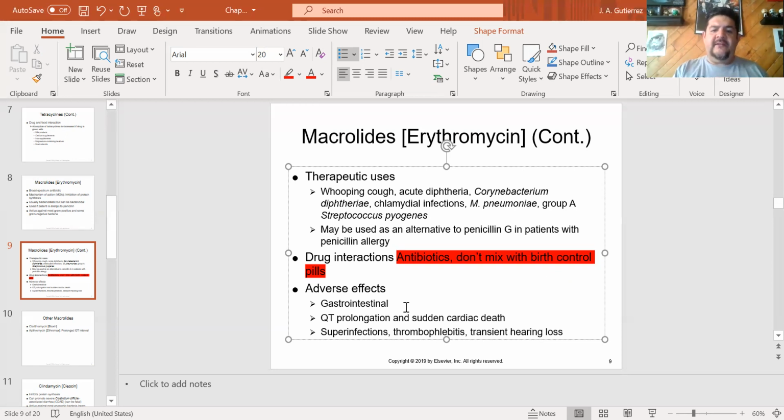Now, regarding the heart, it says here QT prolongation and sudden cardiac death. This is very, very rare to happen. But one thing, just like any other antibiotic, superinfections, again, this is the smelly diarrhea caused by C. diff. We need to discontinue the antibiotic and treat it with metronidazole.